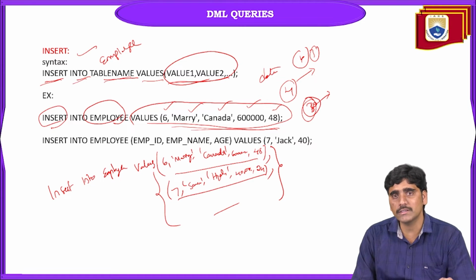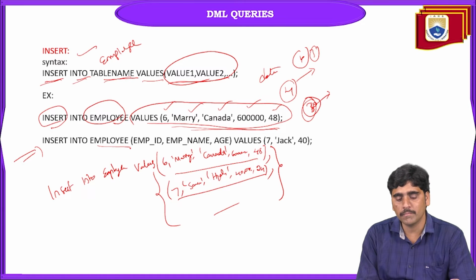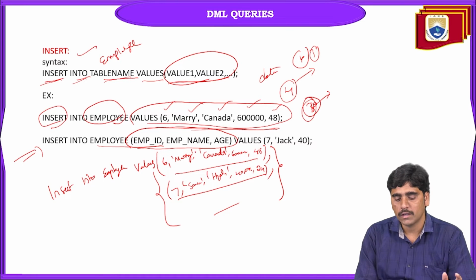So this is one way of inserting the values, and the other way is what? Insert into employee, the table name, and the columns that the table contains, right? So mention the columns you want to insert values for: employee ID comma employee name comma age. I just want to insert only these 3 values for these columns. So I am indicating employee ID comma employee name comma age, values of 7 comma job comma 40.